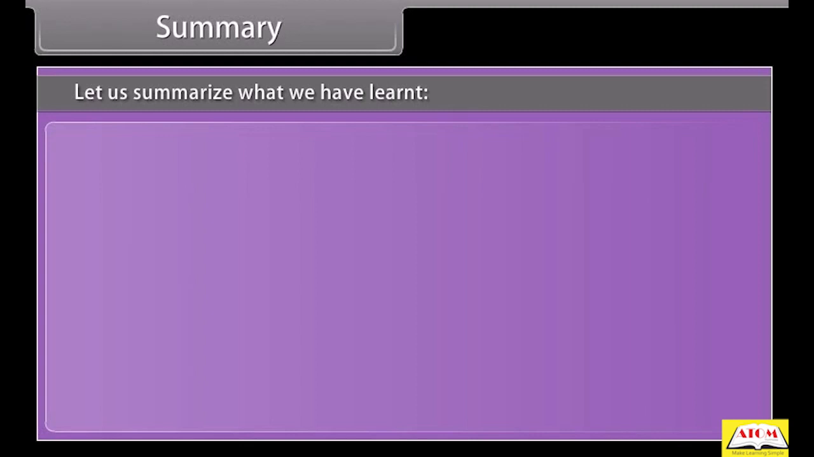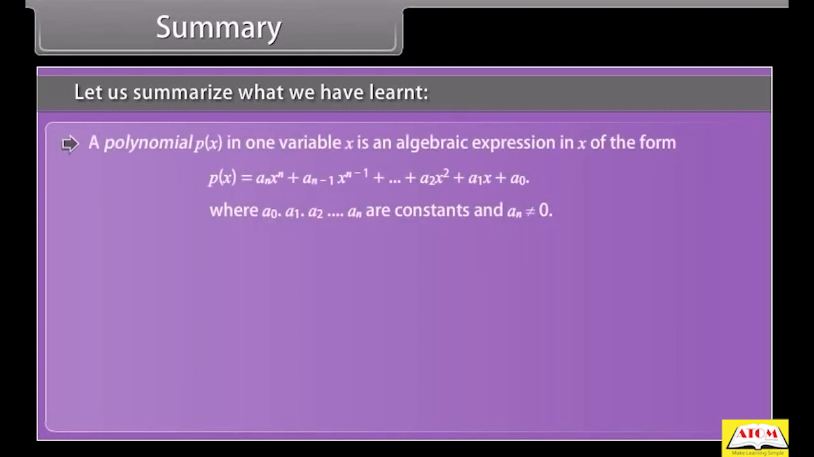Summary. Let us summarize what we have learned. A polynomial P(x) in one variable x is an algebraic expression in x of the form P(x) = a_n x^n + a_(n-1) x^(n-1) + ... + a_2 x^2 + a_1 x + a_0, where a_0, a_1, a_2 and so on till a_n are constants and a_n is not equal to 0.